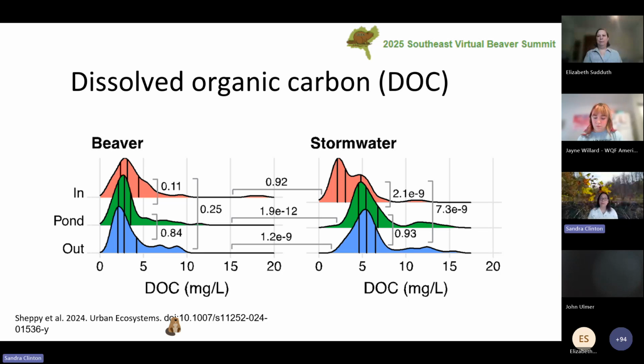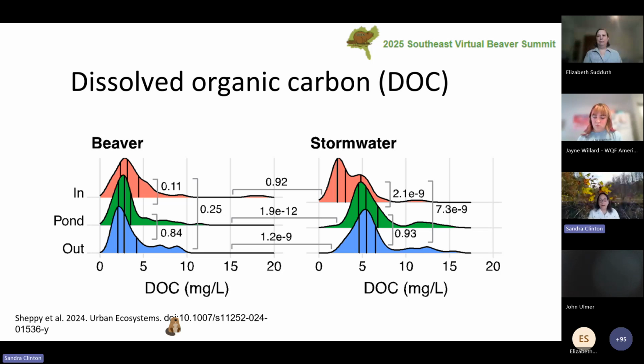The other interesting part of this is that even though this DOC is lower, it actually is as yummy. We can measure how yummy it is for microorganisms. And it's as yummy for microorganisms as the DOC leaving the stormwater pond. So we have a lower concentration, but it's as nutritious for the bacteria.